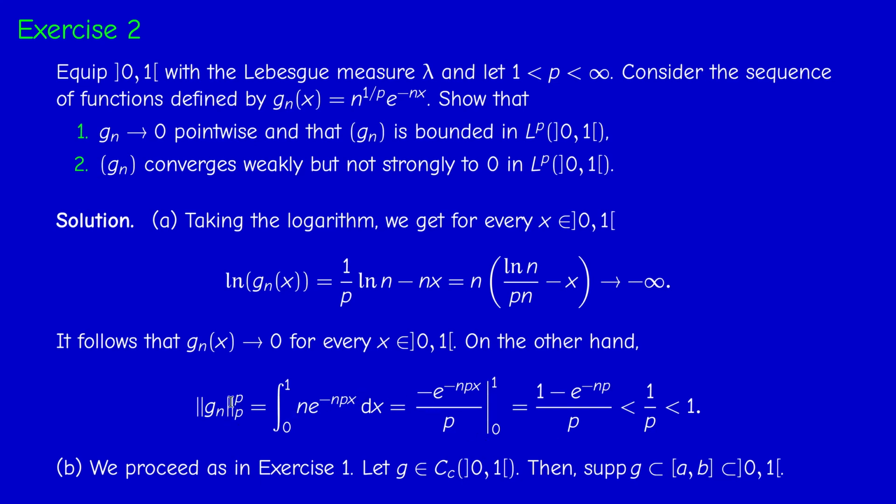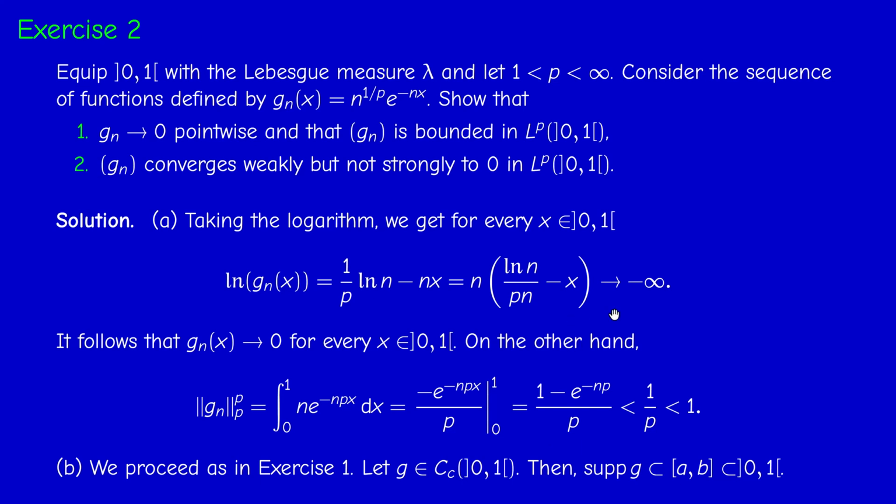I didn't write it, but this is something that comes from here. Why does g_n not converge strongly to 0? Because its norm is just ((1 minus e to the minus np) over p) to the power 1 over p. So when n tends to infinity, the norm tends to (1 over p) to the power 1 over p. So it's constant, so it cannot converge to 0.